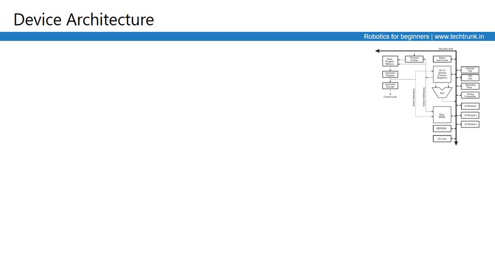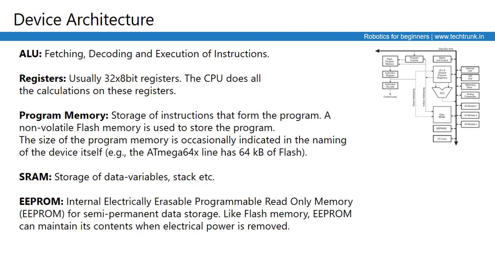Talking about the device architecture of a microcontroller, the very core thing in a microcontroller is the ALU, that is Arithmetic Logic Unit. The Arithmetic Logic Unit fetches the data, decodes the data, and executes the instruction. There are registers in the microcontroller, usually 32 8-bit registers. The CPU or the processing unit in the microcontroller does all the calculations on these registers.